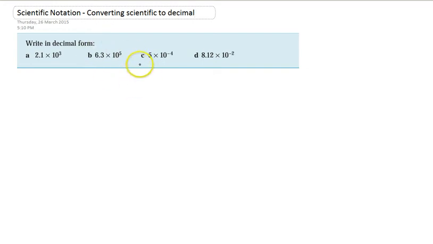Okay, so still working on scientific notation again. This time we're converting scientific to decimal, so we're moving in the other direction. We're just going to jump straight into these questions.